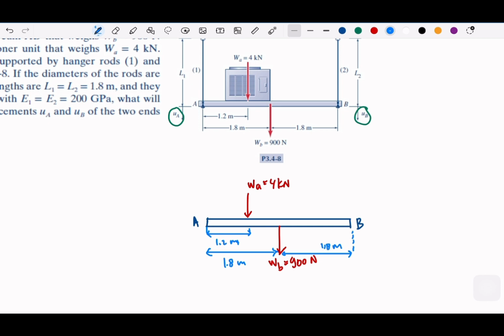Then rods 1 and 2 will have the reaction forces, described by F. Let me describe these as F1 and F2. So we know all the quantities. Regardless, we can take the sigma moment with respect to A or B. We will get the same conclusions. Eventually we get F1 and F2.